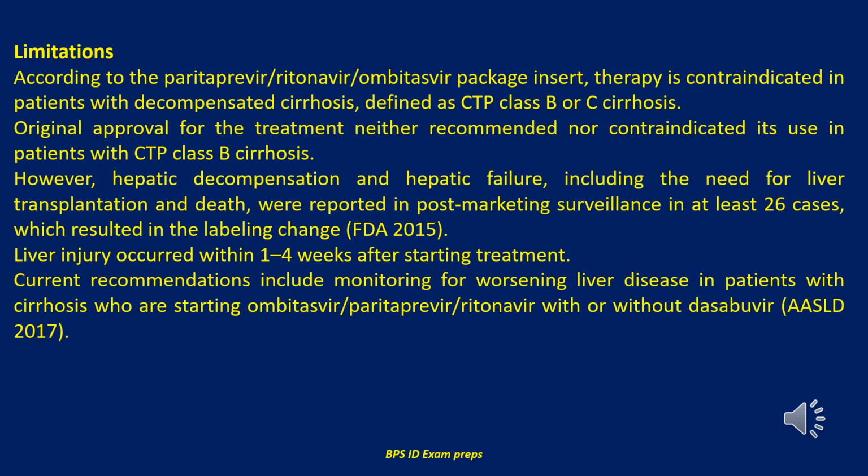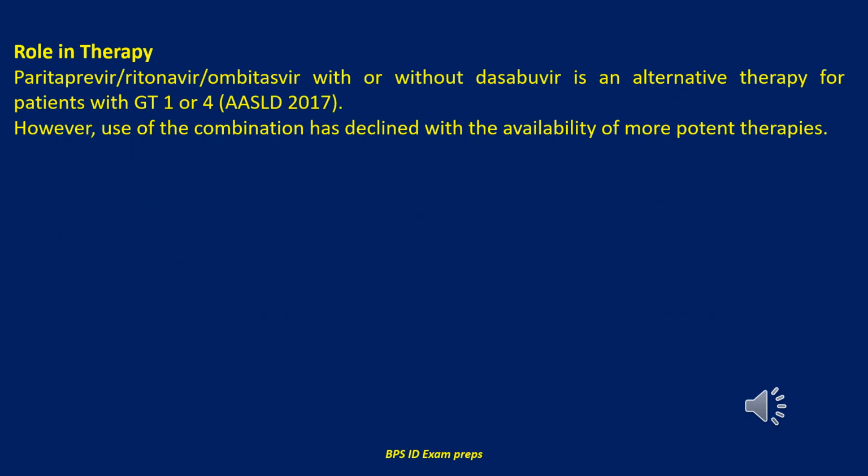Current recommendations include monitoring for worsening liver disease in patients with cirrhosis who are starting ombitasvir plus paritaprevir plus ritonavir with or without dasabuvir, according to AASLD 2017. Next we will discuss the role in therapy. Paritaprevir plus ritonavir plus ombitasvir with or without dasabuvir is an alternative therapy for patients with genotypes 1 or 4, according to AASLD 2017. However, use of the combination has declined with the availability of more potent therapies.